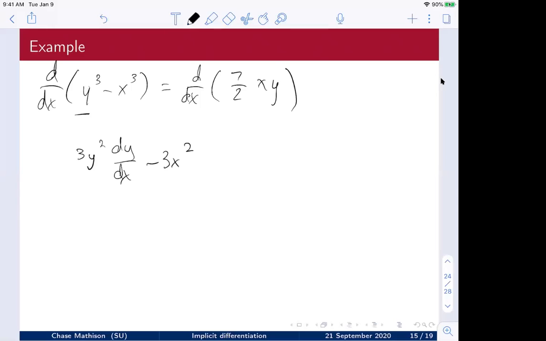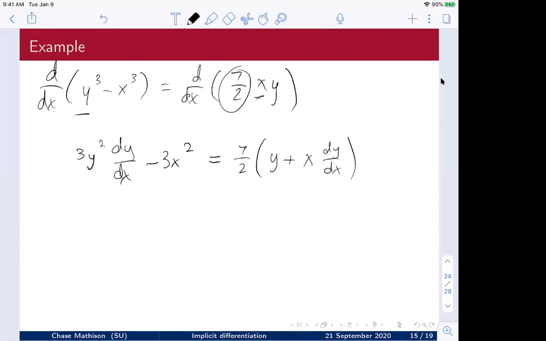Perfect. All right, and then the derivative of the right. Well, the 7/2 is just going to come along for the ride. And then what's the derivative with respect to x of x times y? Or how do I find it? The same thing that we did in the last problem, right? So product rule: I'm going to take the derivative of x with respect to x. That's just 1. And I'll leave y alone. Plus, then I'll leave x alone, and then the derivative of y with respect to x is dy/dx.